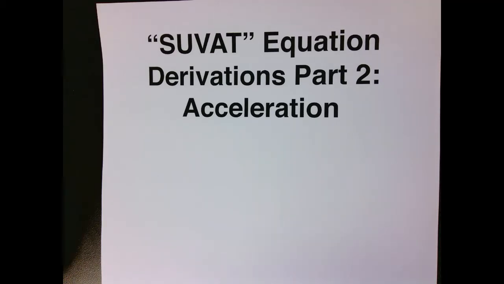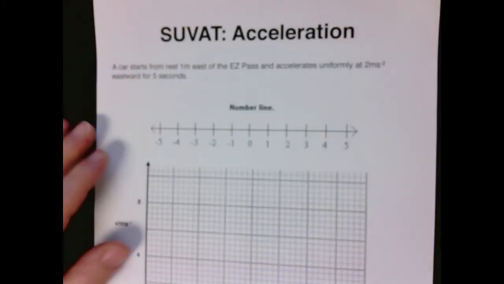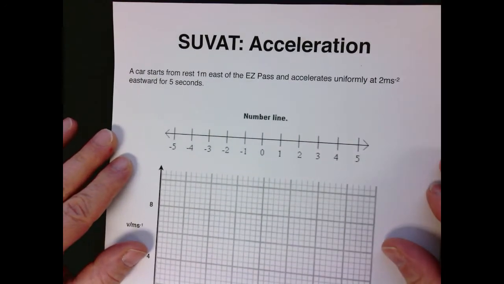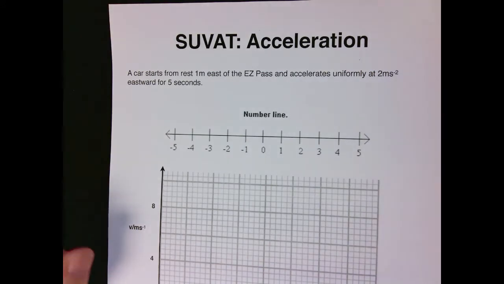In the last lesson, we learned about SUVAT equations, where they came from when we're looking at constant speed or constant velocity. In this screencast, we will learn about the SUVAT equations when we're dealing with acceleration. So here we have a simplified version of a word problem we might face.